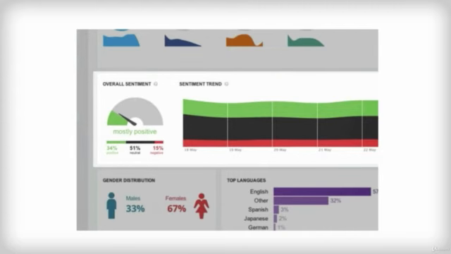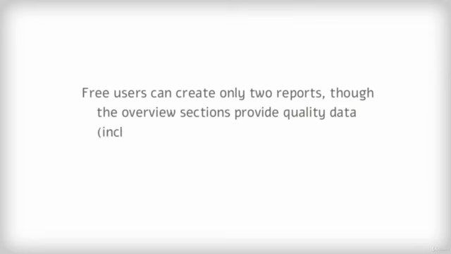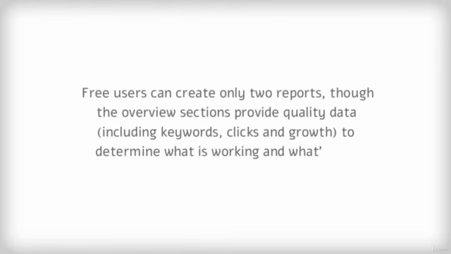Access this data via the left sidebar's Analytics section, where you can create reports for specific accounts and observe engagement, clicks, and aggregate data. Free users can create only 2 reports, though the overview sections provide quality data, including keywords, clicks, and growth to determine what is working and what's not.